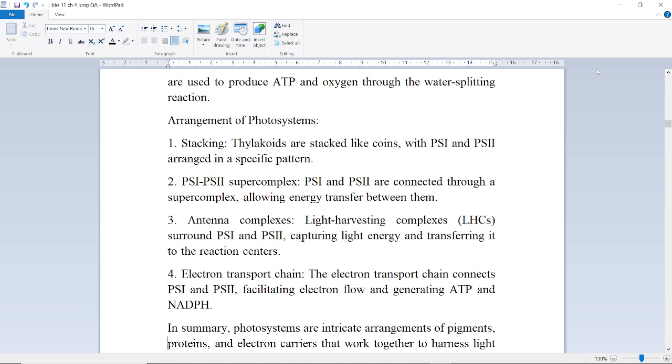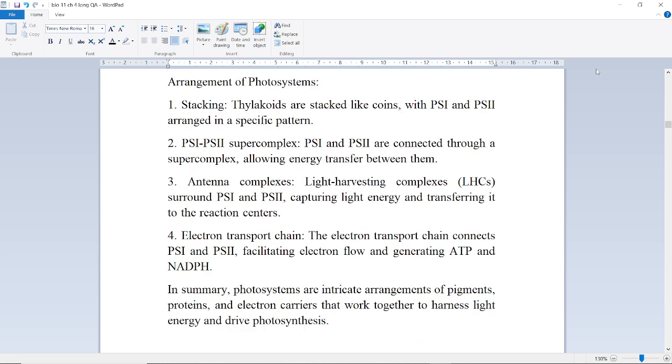Arrangement of photosystems. Stacking: Thylakoids are stacked like coins, with photosystem 1 and photosystem 2 arranged in a specific pattern. Photosystem 1, photosystem 2 supercomplex. Photosystem 1 and photosystem 2 are connected through a supercomplex, allowing energy transfer between them.